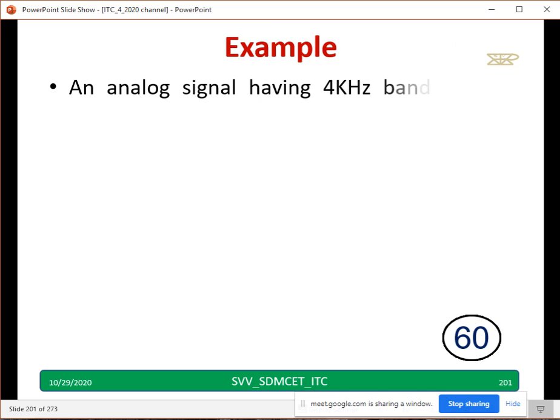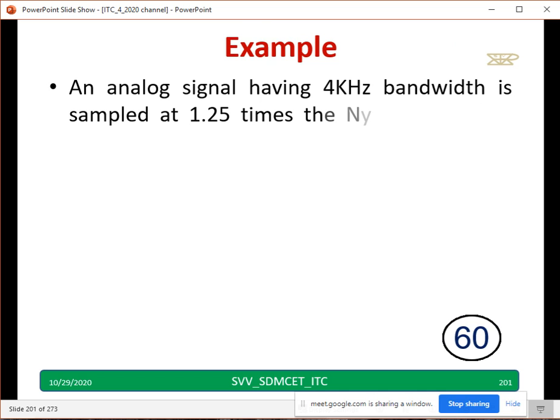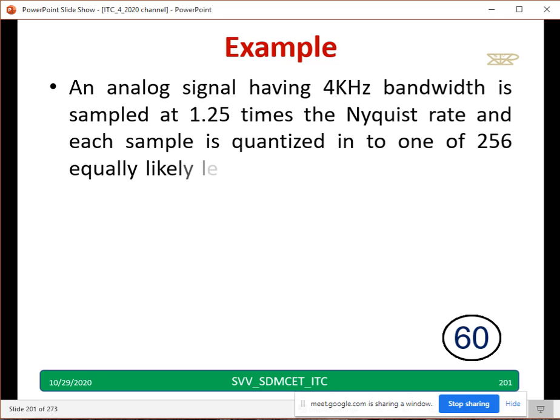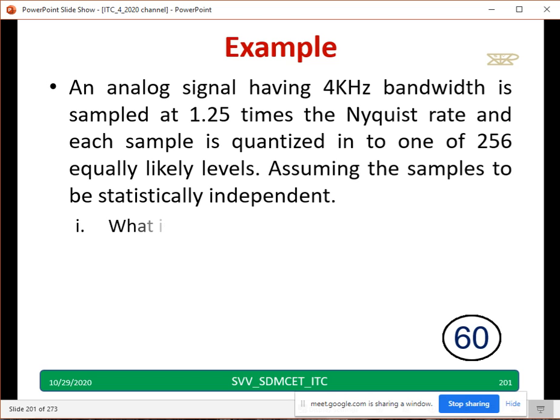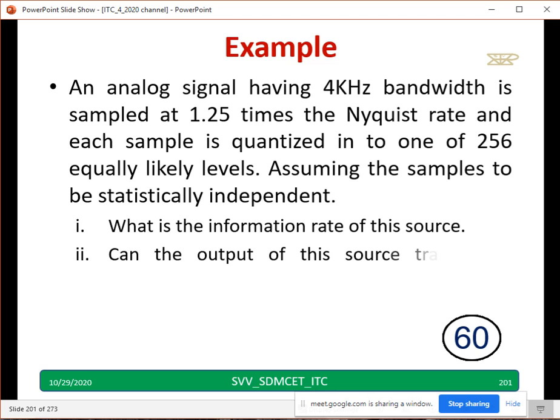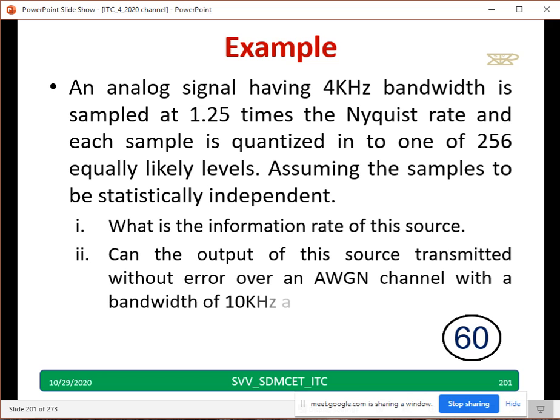Note down this example. An analog signal having a 4 kilohertz bandwidth is sampled at 1.25 times the Nyquist rate, and each sample is quantized into 1 of 256 equally likely levels.